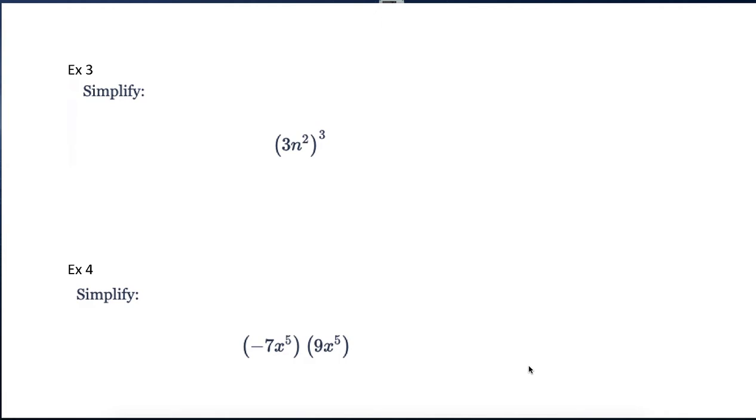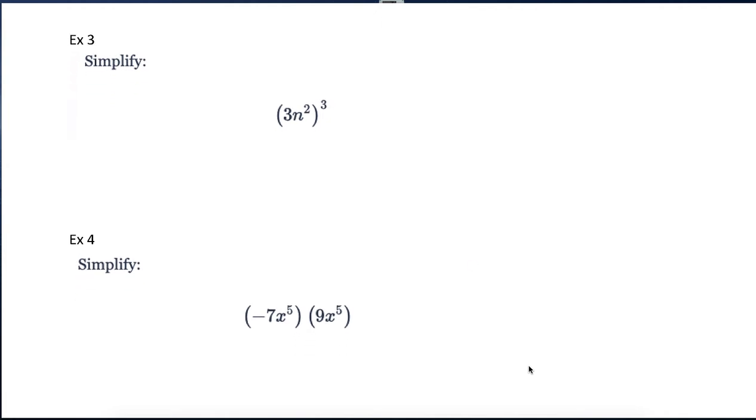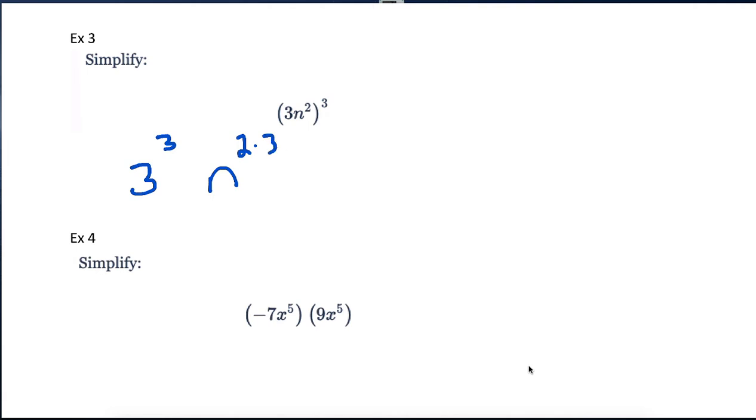Let's take a look at something like this. When we're dealing with simplifying something like this one, you got to take that 3 and put it to both things. So that's got to be 3 cubed, n to the 2 times 3. Because remember, that's 3 to the 1st up there. It's not written, but it is 3 to the 1st. So that one, 3 cubed, 3 times 3 times 3 is 27. n to the 6th. That's how you would solve that one.